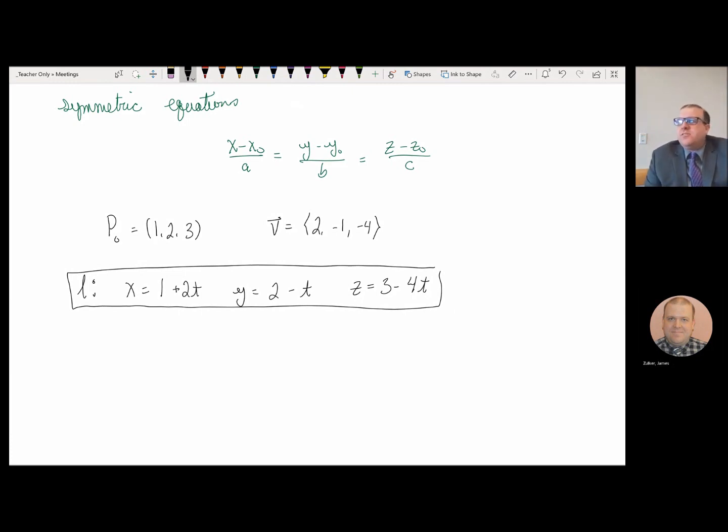T is the parameter. It doesn't have to be T. You can use anything.